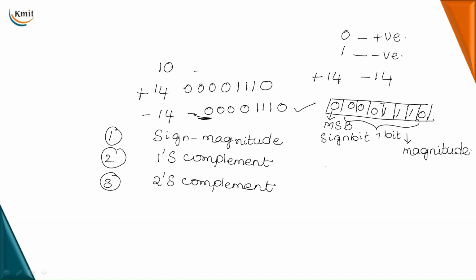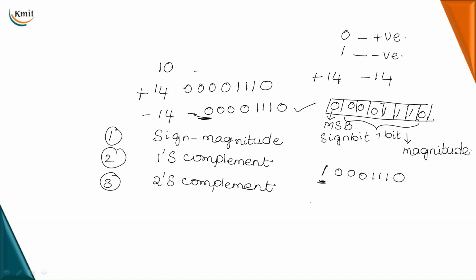When it comes to a negative number, your sign bit becomes 1, whereas your magnitude is nothing but the same binary equivalent of your positive number. So the sign bit only will change. The remaining binary equivalent of the positive number will be the same in terms of representing a negative number in a sign magnitude form. So the minus 14 binary sign magnitude representation will be 1, 0, 0, 0, 1, 1, 1, 0. So only the sign bit is changing, but the magnitude remains the same. So this is about sign magnitude representation.